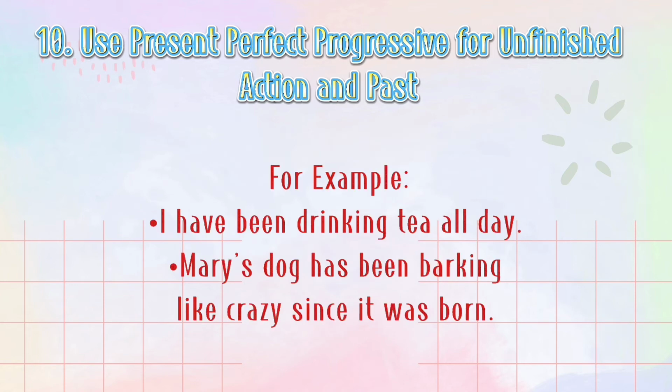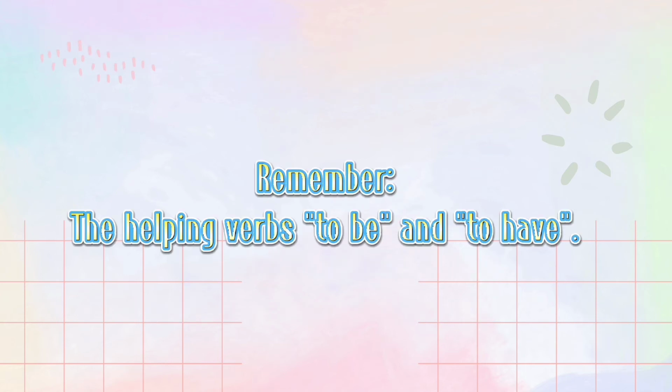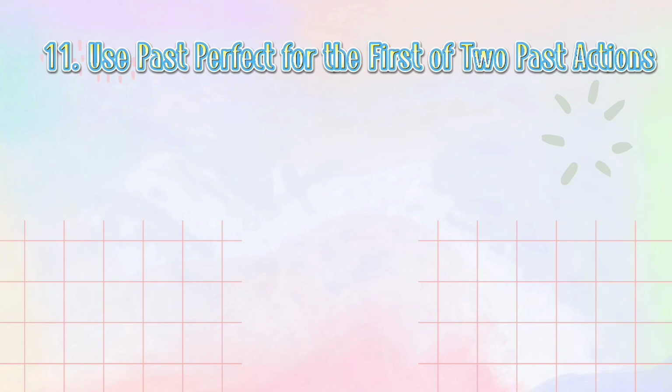For example, I have been drinking tea all day. Another example, Mary's dog has been barking like crazy since it was born. Always remember the helping verbs to be and to have. Last but not the least, use past perfect for the first of two past actions.